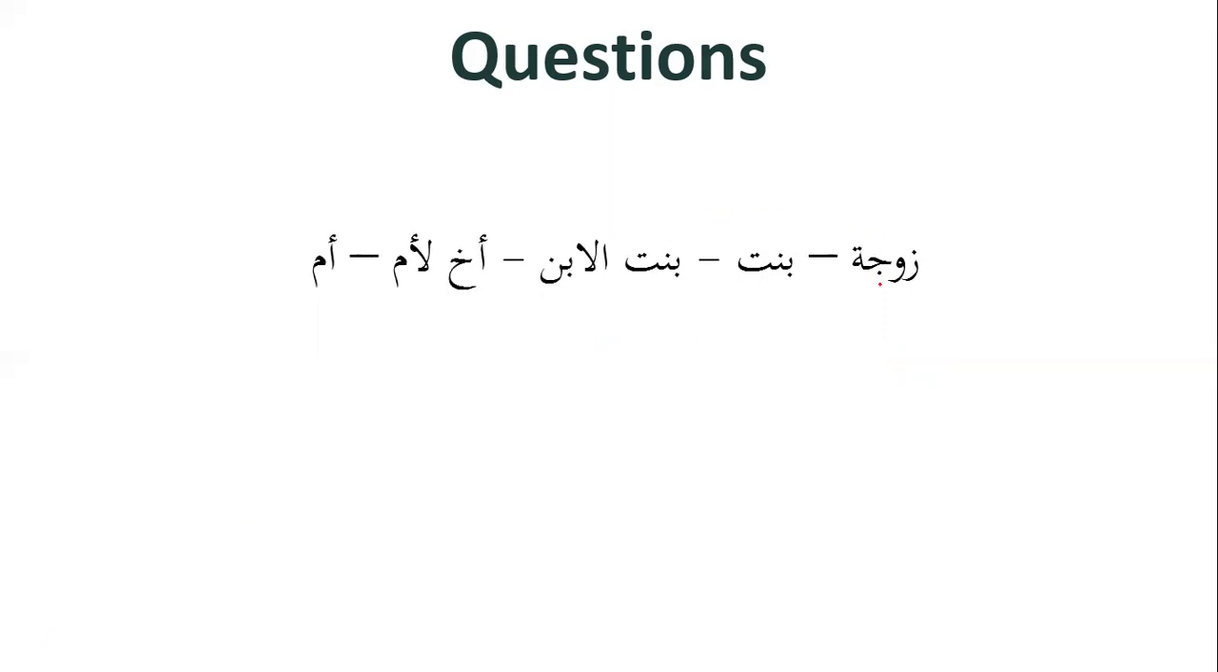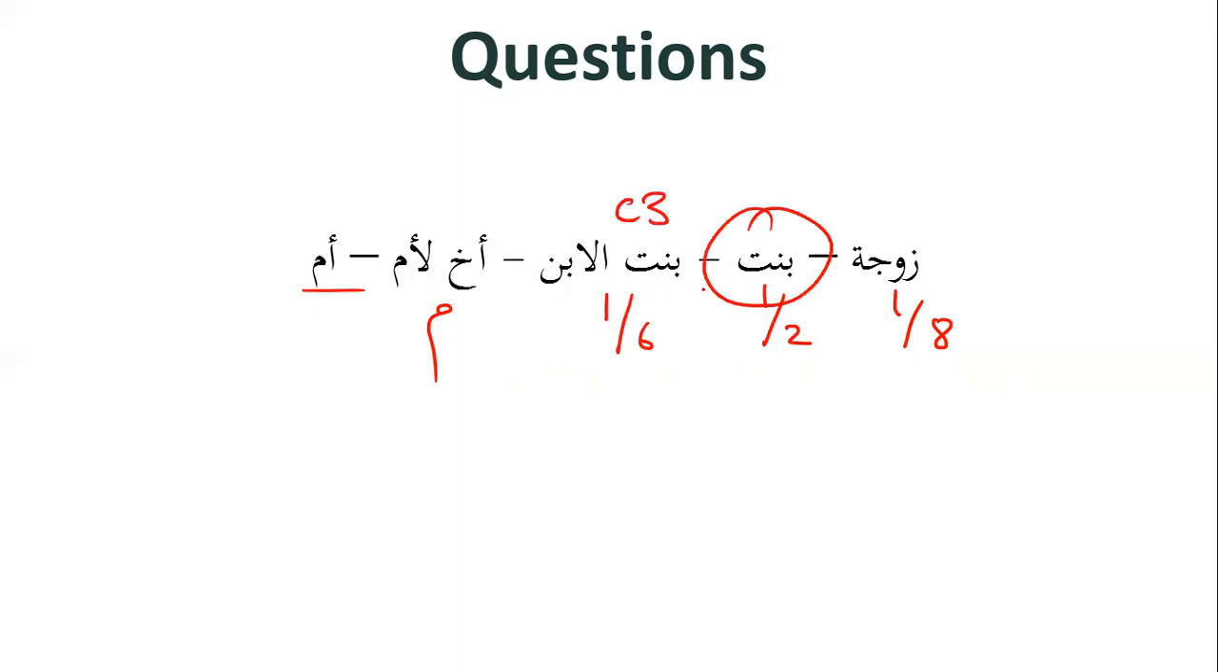In this question, we can see that the zawja will get 1/8. The akhli ummin will be mahjub. We haven't covered. Bint will get 1/2. Bintul ibn will get 1/6. According to condition number 3, when there's 1 bint that is present. And obviously the ibn and ibn al-ibn are not present.